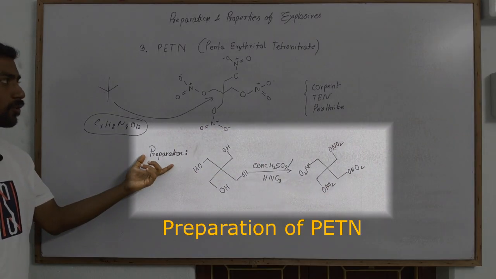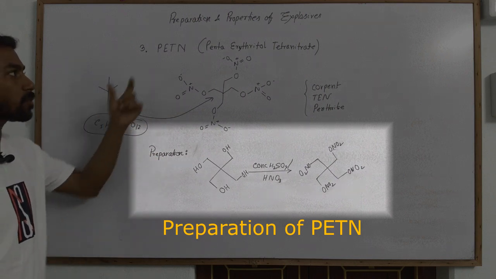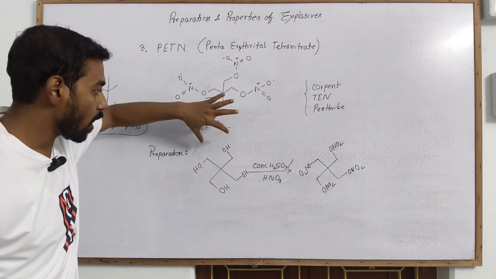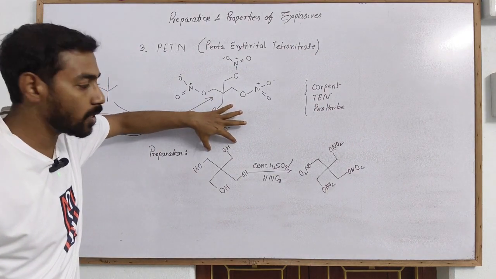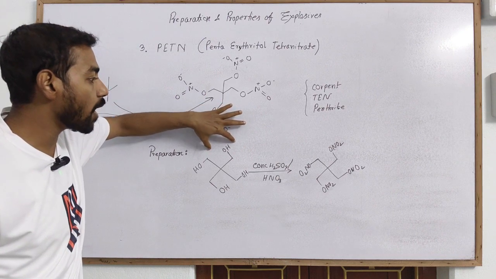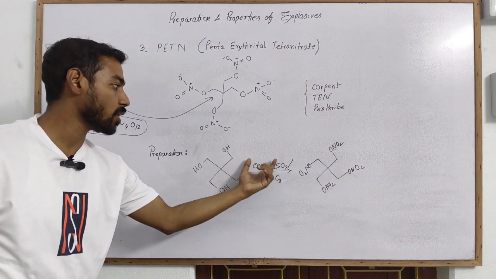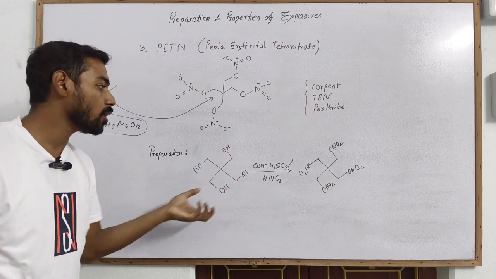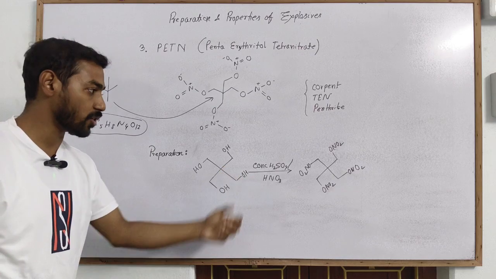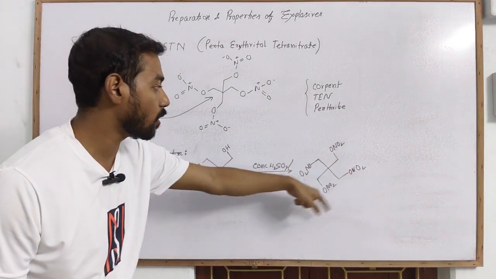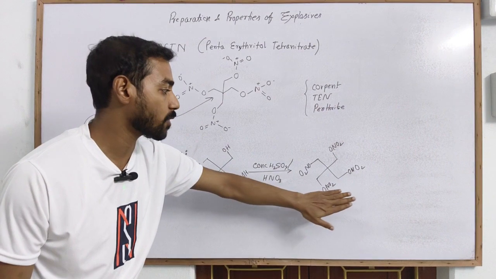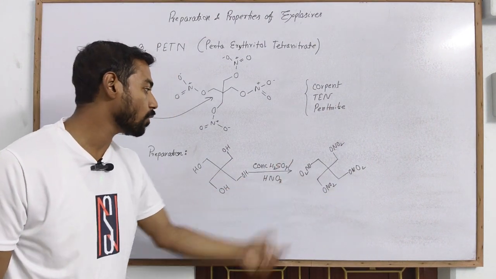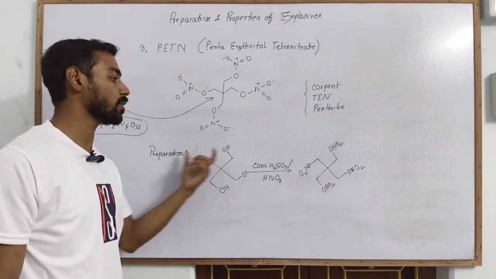Now, coming to the preparation of this PETN. PETN, or pentaerythritol tetranitrate, can be prepared like this. First, pentaerythritol should be reacted with the nitrating mixture, that is concentrated H2SO4 and HNO3, that is nitric acid. When you react these two reagents, you will get PETN. This PETN will first be precipitated out and then it will be recrystallized. So this is how you can prepare this PETN.